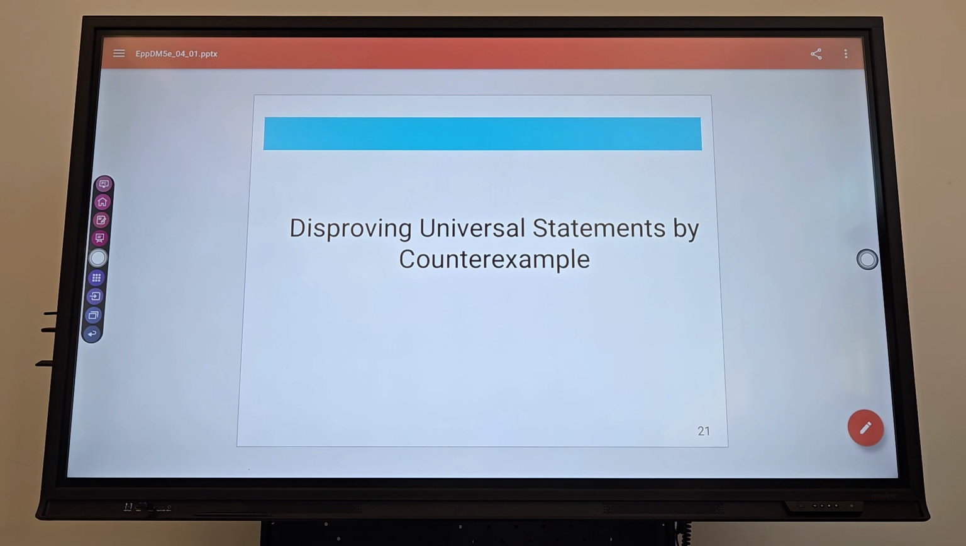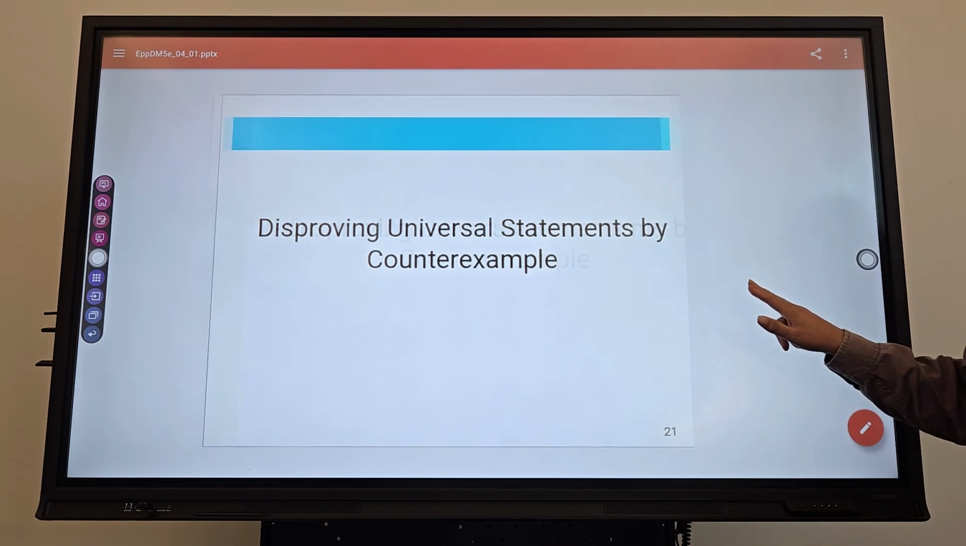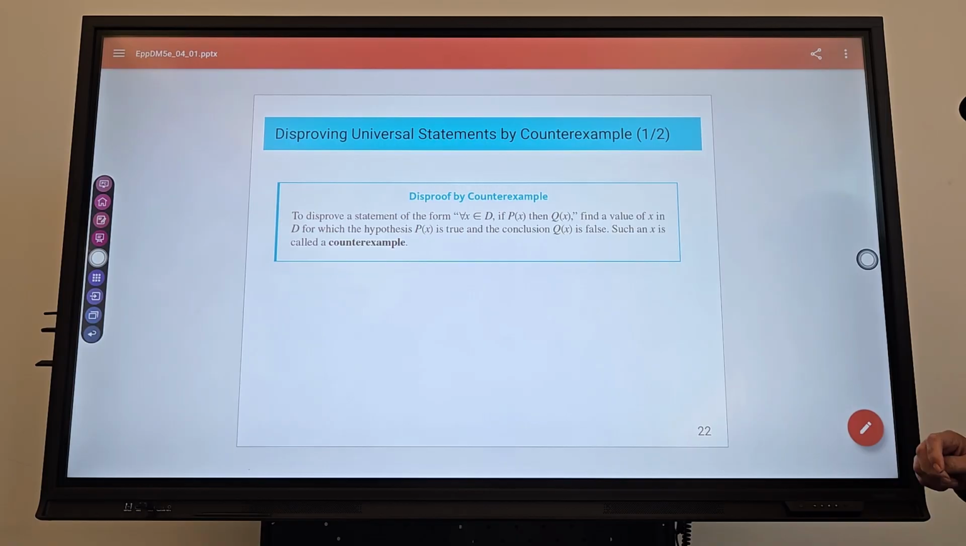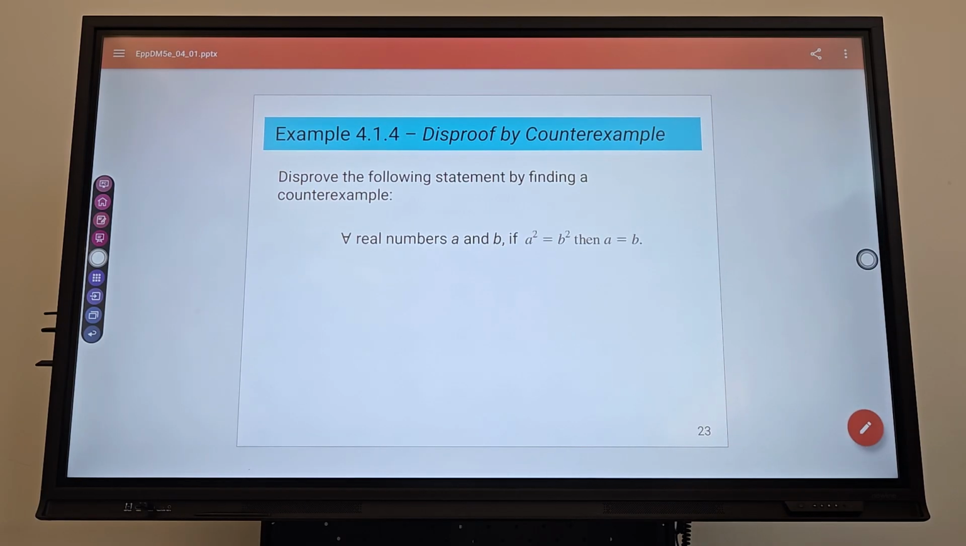Disproving universal statements by counterexample. To disprove a statement of the form for all x in D, if P of x then Q of x, find a value of x in D for which the hypothesis P of x is true and the conclusion Q of x is false. Such an x is called a counterexample. Disprove the following statement by finding a counterexample: for all real numbers a and b, if a squared equals b squared, then a equals b.